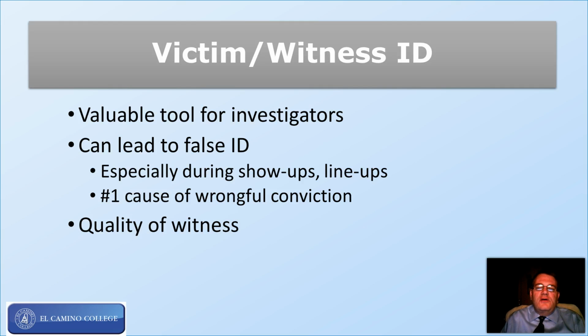Now, witness ID is a very valuable tool for investigators, but it can also lead to false identification. In other words, if the identification is done wrong by the victim or the witness, you can put a good person in jail, which is not something you want to do. It's the number one cause of wrongful conviction, victim or witness ID, and most of that is tied to police misconduct. In other words, the police pressure the victim or the witness into identifying somebody who the police have already decided did the crime, without completing their investigation. There are projects like the Innocence Projects, and people like that try to get convictions overturned when people have been wrongfully convicted.